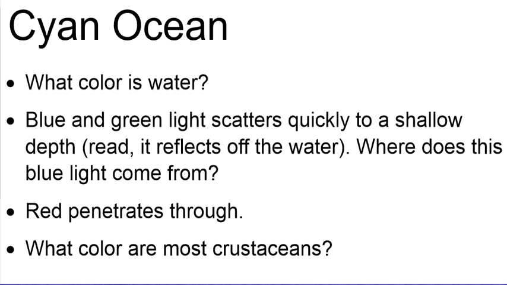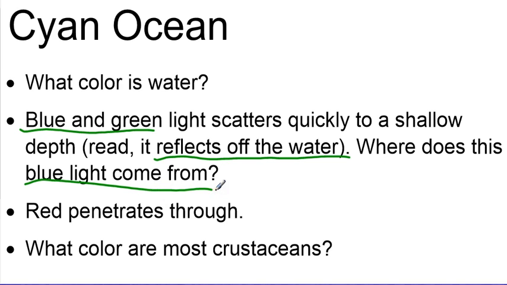Now, our ocean. If we think of our ocean and the water, the color is cyan, roughly. Now, if we think of what cyan is, it is blue and green. So as light hits the water, the blue and the green light scatters quickly to a pretty shallow depth. So it reflects off of the water to a pretty shallow depth. And if we think of this, where does this blue light come from? Okay, we'll talk about that in class.